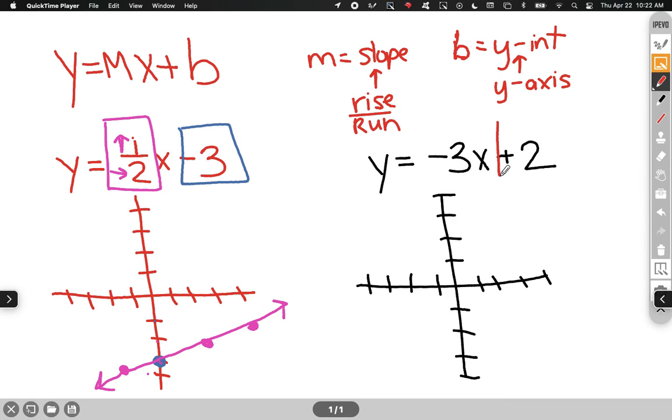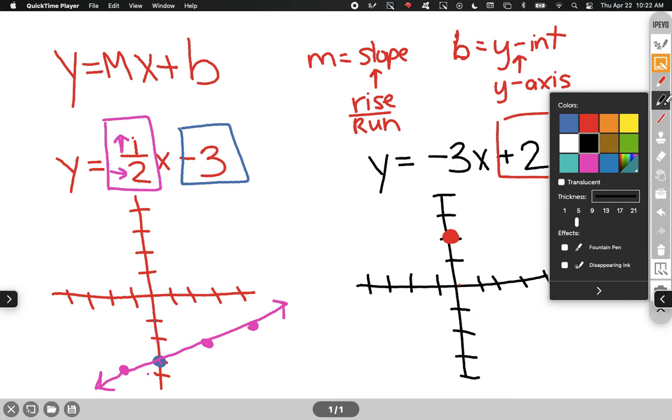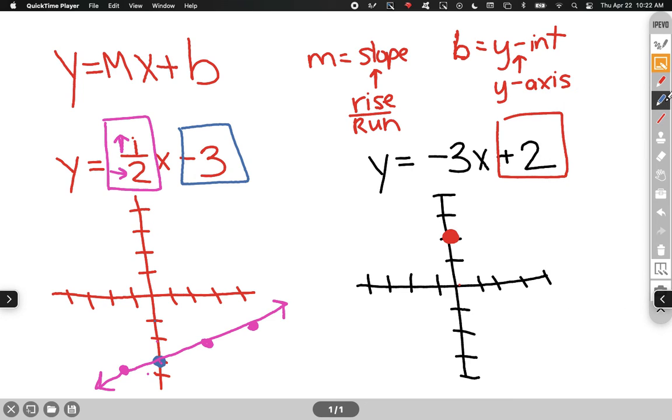It's a positive 2. So what does that tell me to do to start? Up 2 or down 2? Up 2, make a dot. All right, now we are told that we gotta move. What number tells us how to move? Down. We go down 3. Now, how do we make any whole number or fraction? Over what? 1. Which way to over? Left. Right.